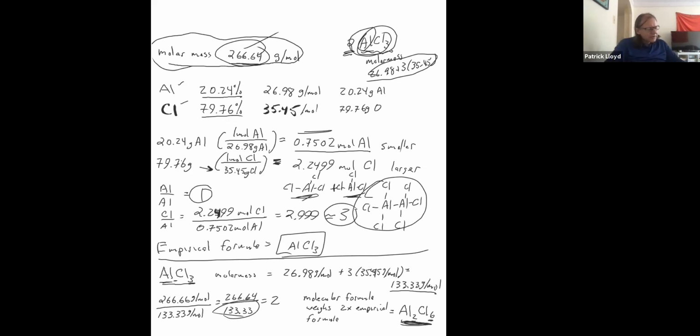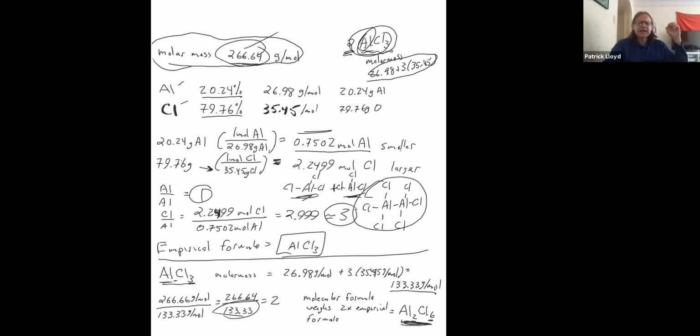Actually, what happens sometimes when you do these problems is you might end up with the same number. So if they told you the molar mass was 133.3, when you do that division, you would get 1, and that would tell you the empirical formula is the same as the molecular formula. And that can happen. For example, when you do a problem with carbon dioxide, CO2, the empirical formula is the same as the molecular formula. Okay. Let's do one more.